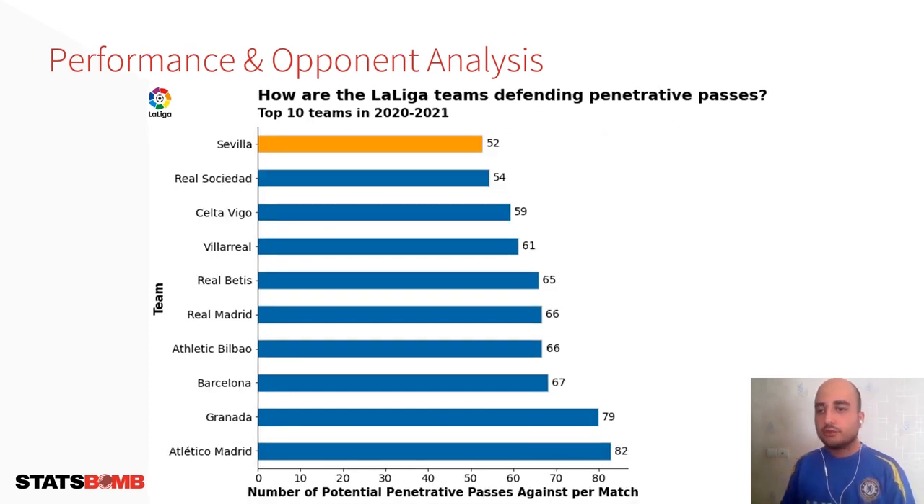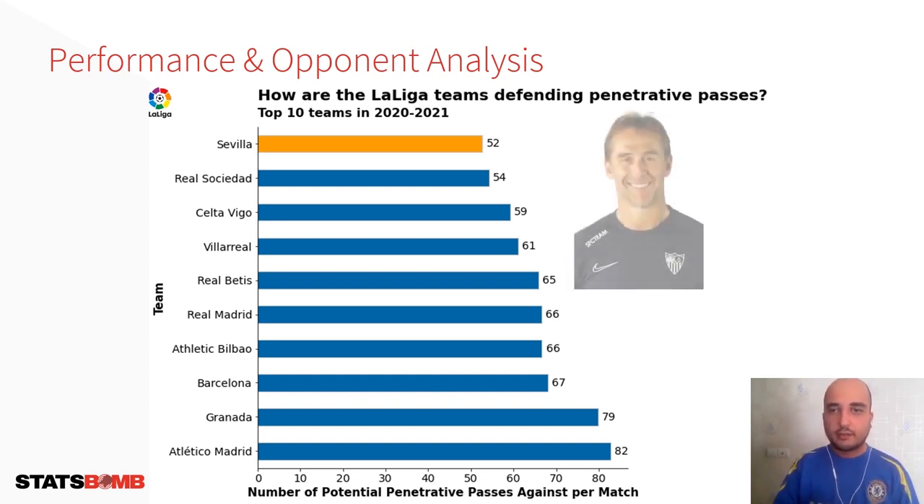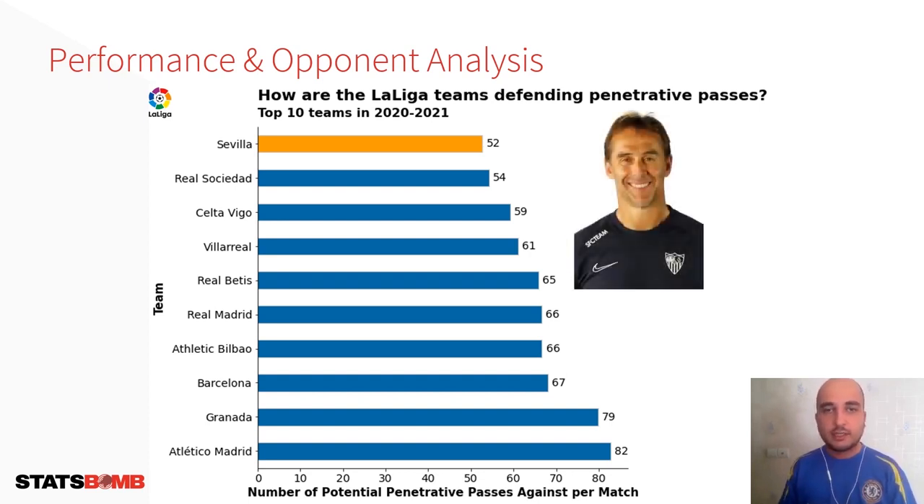We can also flip around and look for the teams who give few opportunities to the opponents in terms of potential penetrative passes. That's why here we see Sevilla only giving 52 potential penetrative passes to the opponents per match, and they are on top of our list. And it's very interesting that when we look at the bottom of the list, we see Atletico Madrid and Granada.